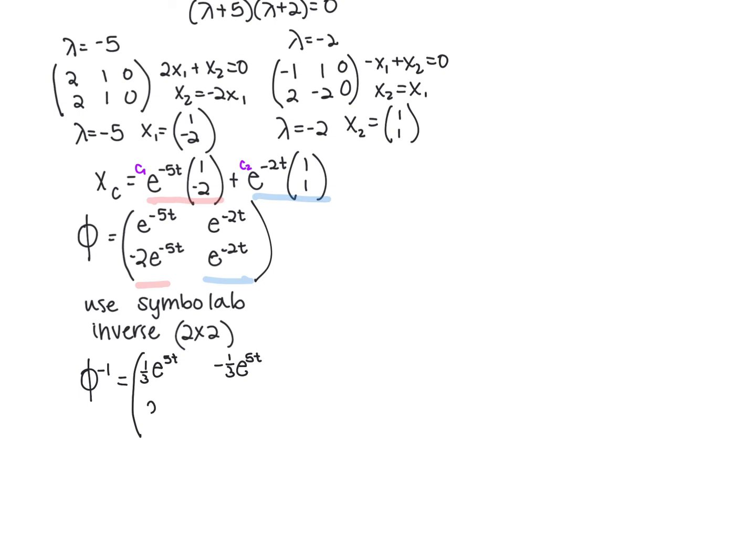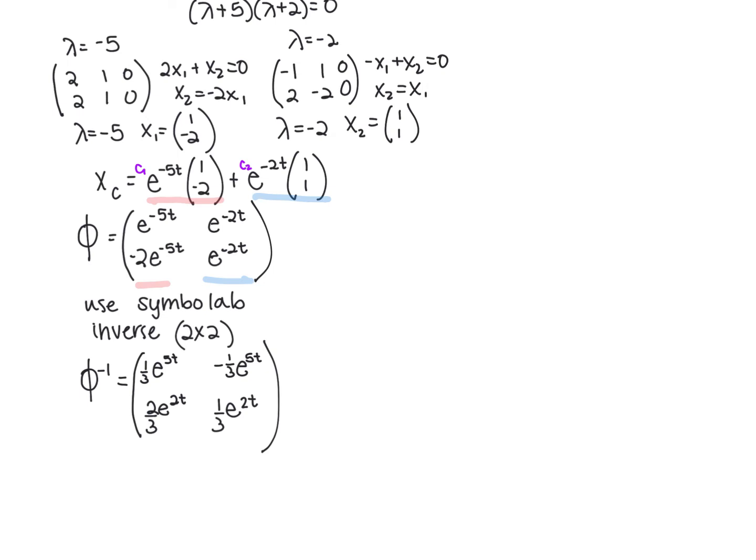Positive 2e^(2t)/3, so 2/3. So it looks like my determinant was 3, 1/3, 3, e^(2t) over 3, so 1/3. So you should get that as your inverse. Not just 1/3, 1/3 e to some power. All right, that's what we need.